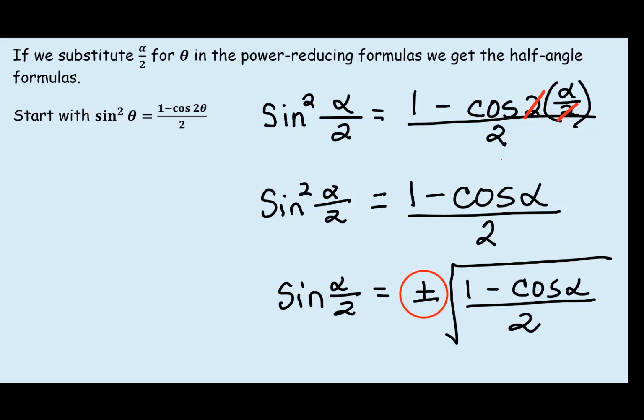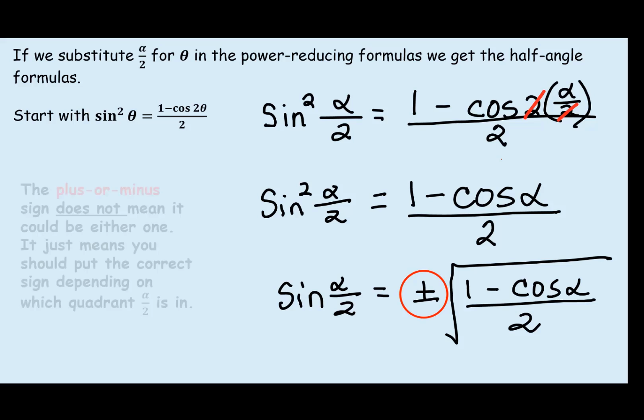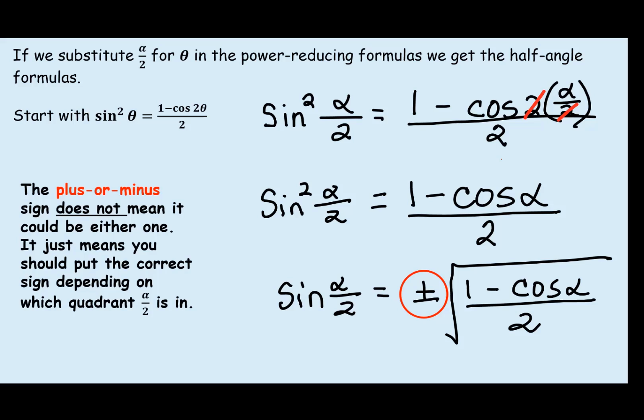And that plus or minus sign in front of the square root doesn't mean that it can be both. What it means is that it depends on what quadrant you're in. It depends on what quadrant alpha over 2 is in. If this is sine alpha over 2, if alpha over 2 is in the first or second quadrant, it's going to be positive because that's where sine is positive. If it's in the third or fourth quadrant, it's going to be negative because that's where sine is negative. So the plus or minus doesn't mean it's both. It just means it will be either plus or minus depending on what quadrant alpha over 2 is in.